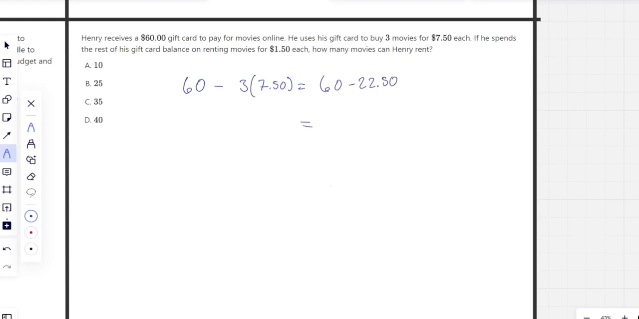So when we subtract that out, 60 minus $22.50, it's going to be $37.50. And the number of movies he can rent is just that remaining balance, $37.50, divided by $1.50 per movie. So if you do that one out, $37.50 divided by $1.50 should give us 25 movies. That is answer choice B. Not bad.